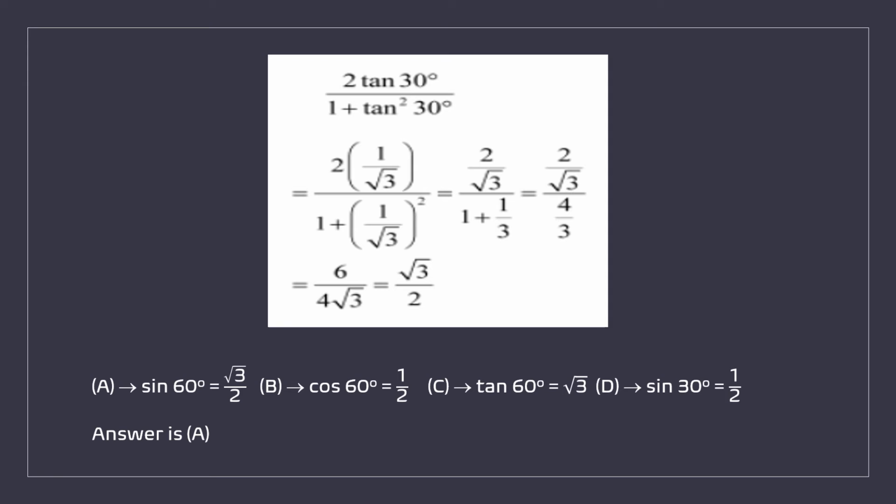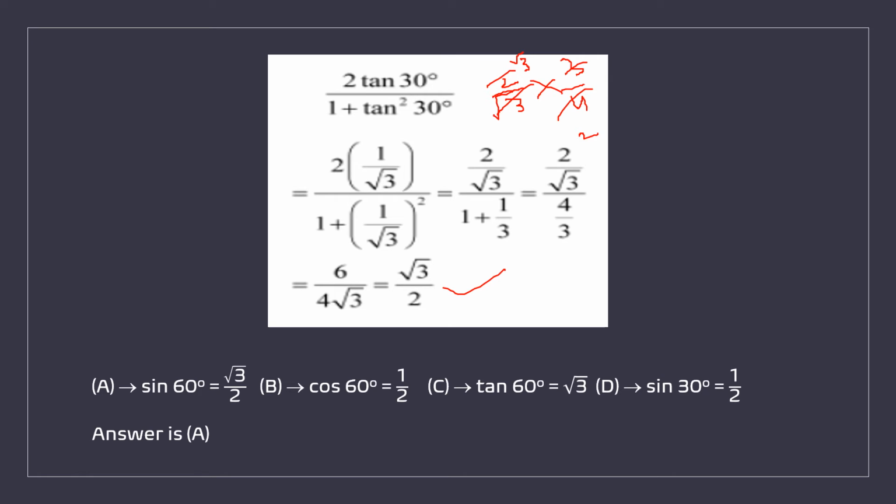Here you will get one more step. After this, what we get is 2 by root 3 into 3 by 4. Therefore 2 threes are 6 and root 3 into 4 is 4 root 3. Or you can cancel: root 3 into root 3 is 3 only, and 2 ones and 2 twos also you can cancel. Therefore root 3 by 2 is the answer.